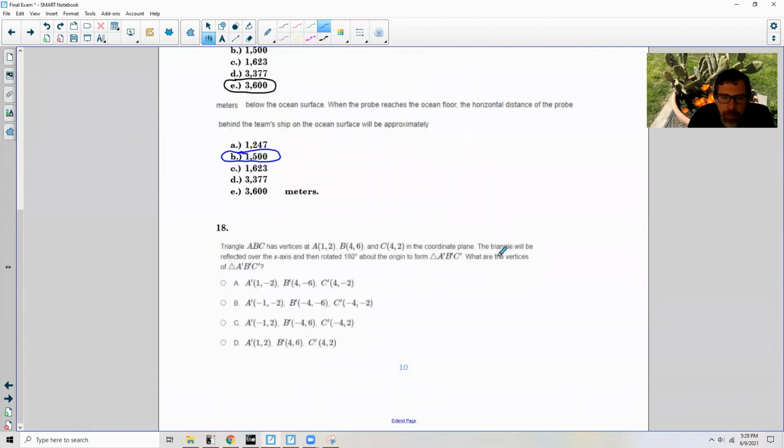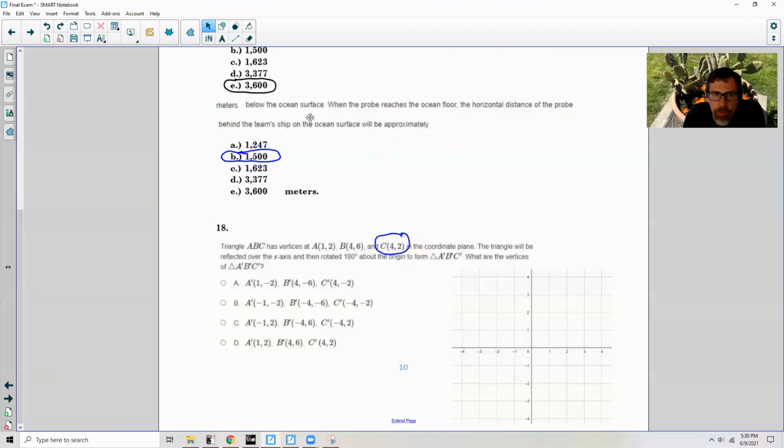Number 18. Triangle ABC has vertices at A(1, 2), B(4, 6), C(4, 2) in the coordinate plane. The triangle will be reflected over the x-axis, then rotated about the origin. What are the vertices? So the way I teach this is you pick a point. I just usually try not to use one. I'll focus on C (4, 2), and I'm going to graph it if you don't remember the rules.